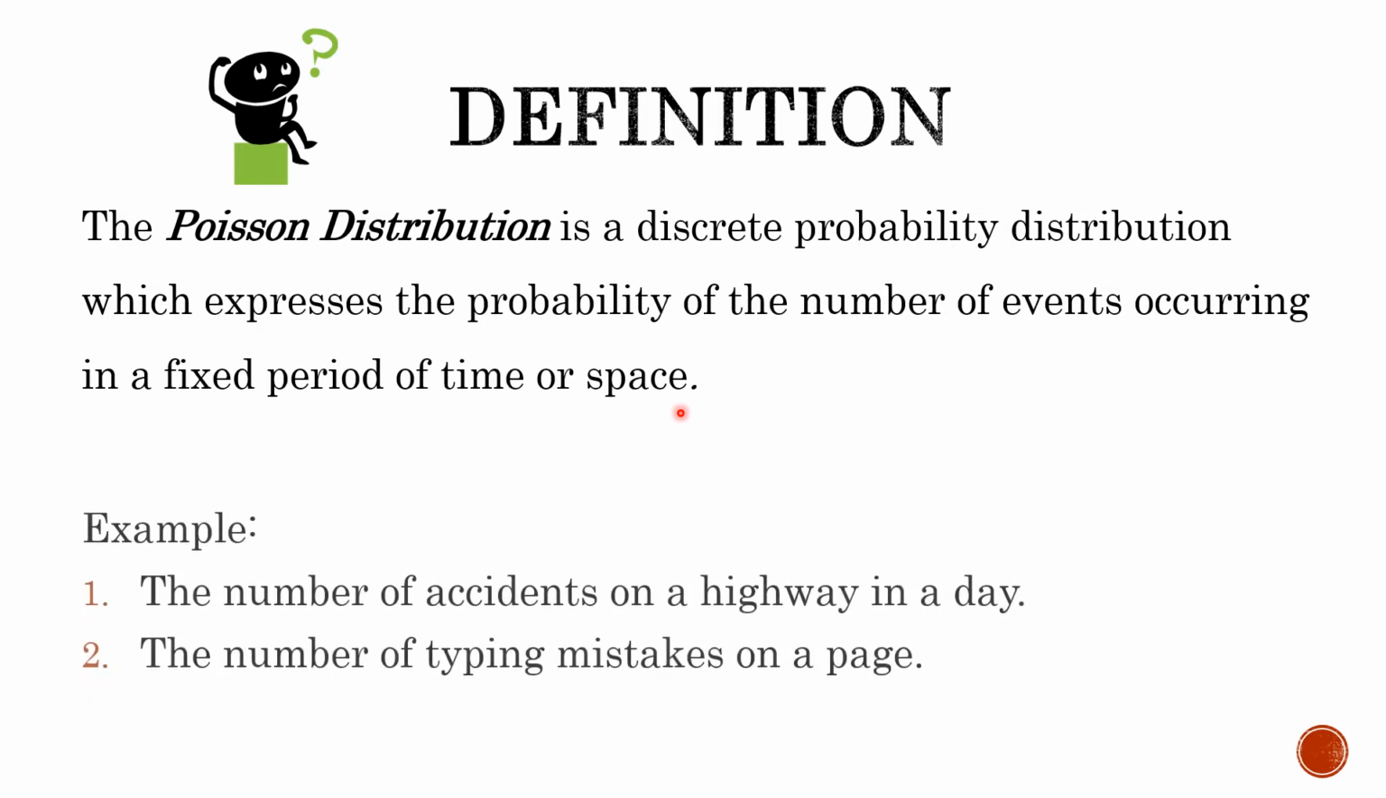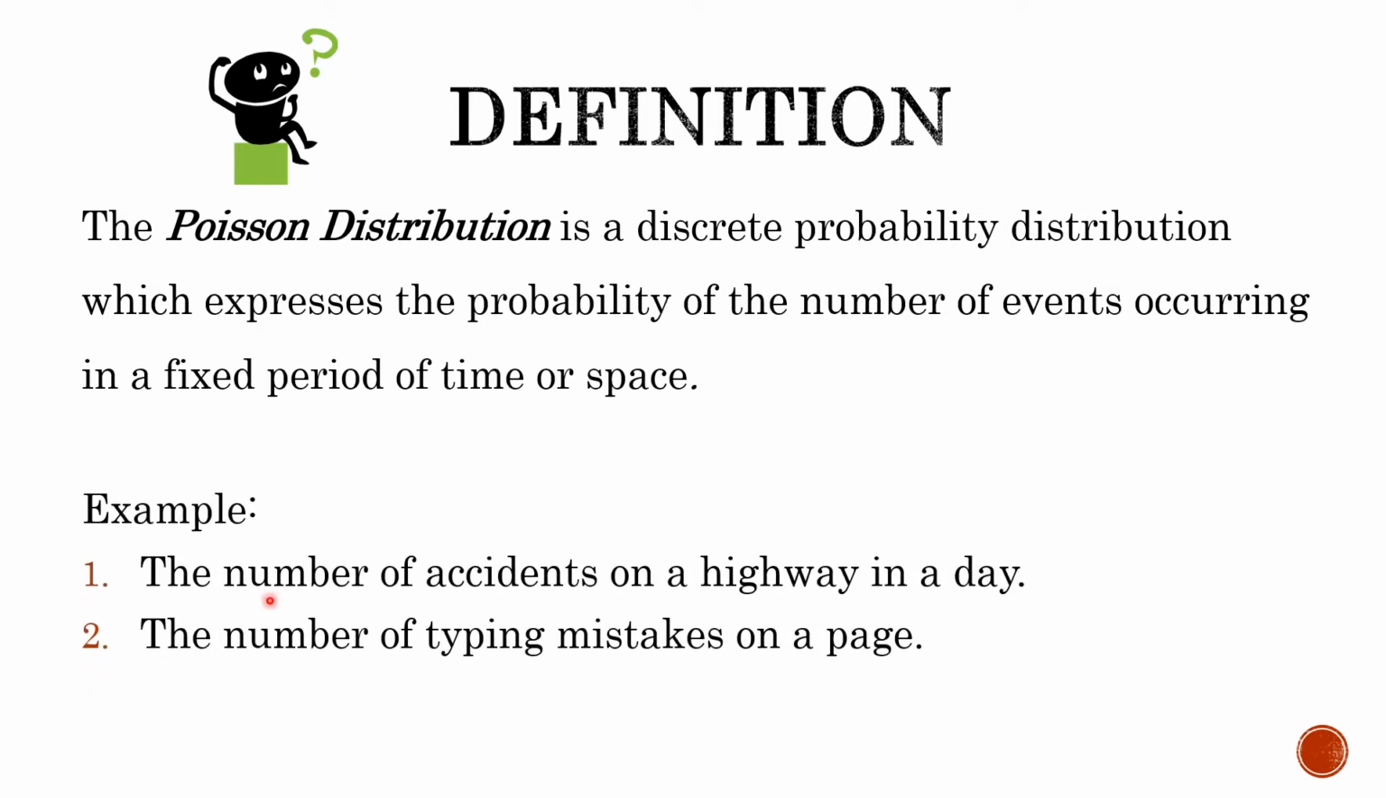Example, we have the number of accidents on a highway in a day. So what is the event here? Accident. So what is the period of time? 1 day. Next example, we have the number of typing mistakes on a page. So what is the event here? The typing mistakes. So what is the fixed space here? On a page.